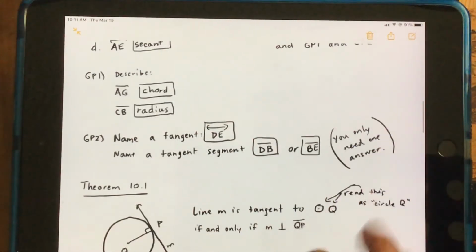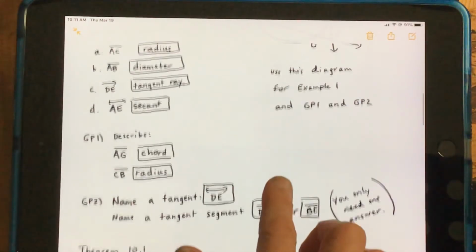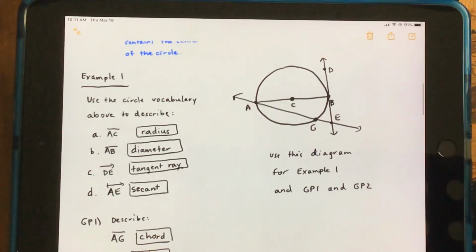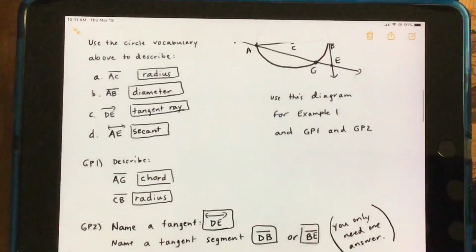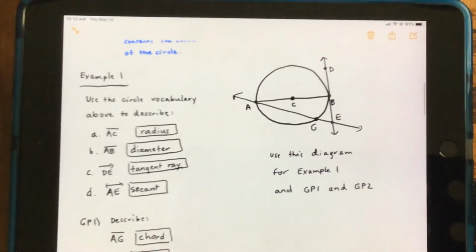Continuing on now with guided practice 2, we're going to still use that same diagram. Name a tangent, so go back to the circle. One of the tangents that we can name will be line DE. Not the only tangent possible to name, but certainly a good one. And then we're going to name a tangent segment, and there's lots of possibilities. I've actually listed 2 here, line segment DB or line segment BE, and we're not limited to those 2 possibilities, but those both are tangent line segments to circle C.